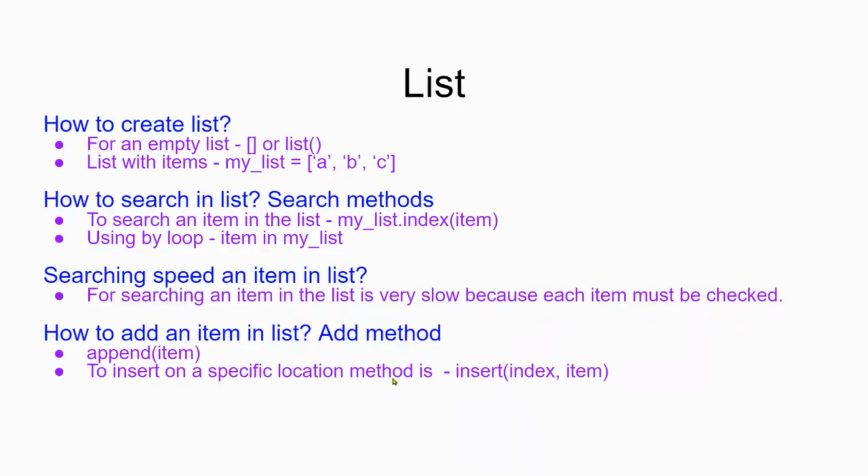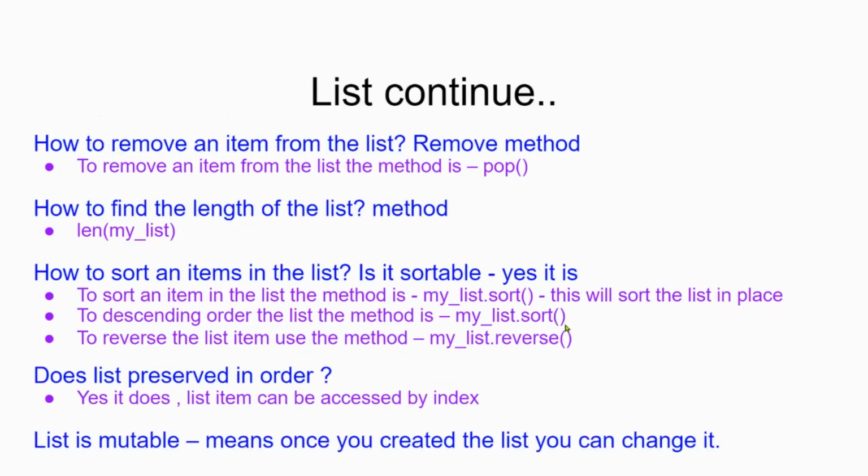The frequently used methods: how to add an item in the list. You can just append the name of the item, and if you want a specific location, either in the middle, the front or the back, you can use the insert method, with the index number, either first or beginning, in the middle, or end, and then the name of the item. This is how you can add. And if you want to remove any item from the list, it's the pop method we use. And if you want to see the length of the list, just write len and the name of the list, and it will print out the size of the list.